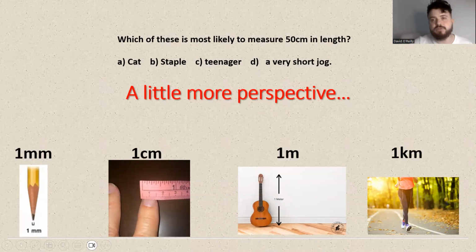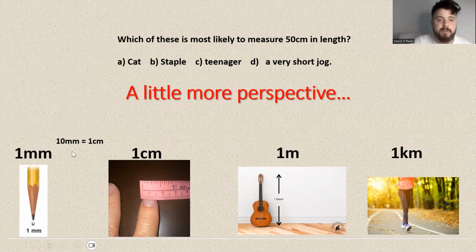The question at the top is one of those questions that I was talking about earlier. It is asking us to do a little bit of estimating. It says, which of these is most likely to measure 50 centimeters in length? Most likely. If we want to know what 50 centimeters in length feels like, what it looks like, well, we can see on the screen here that 10 millimeters equals 1 centimeter. So there are 10 millimeters in a centimeter. In other words, 10 widths of a pencil lead is about the size of the width of a fingernail.